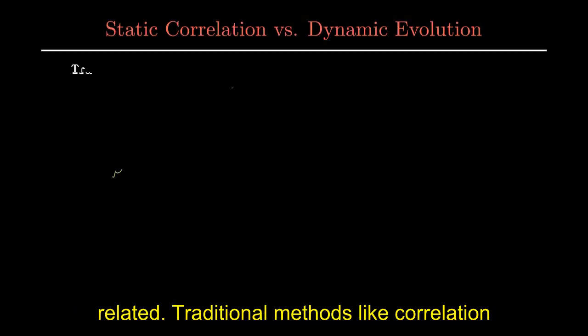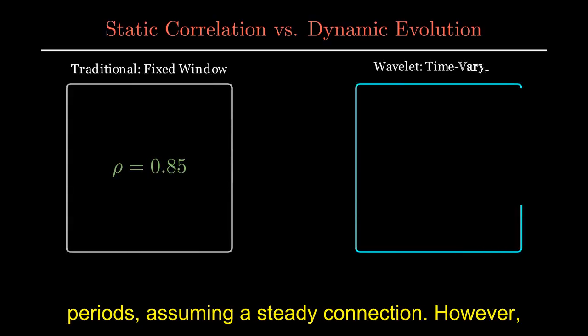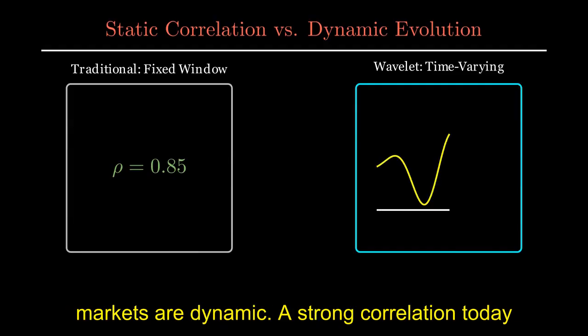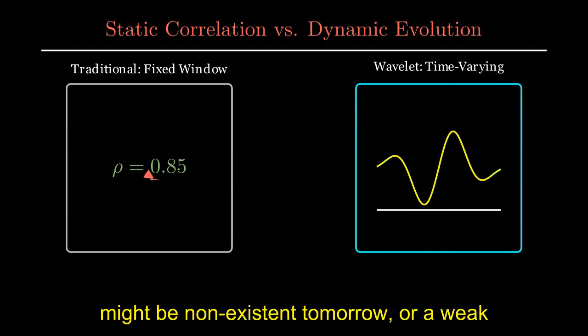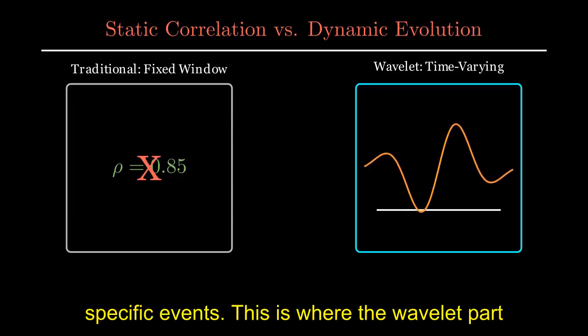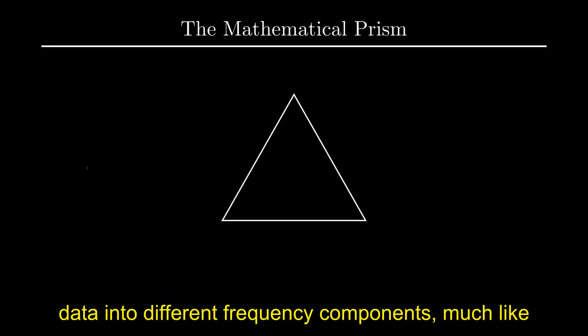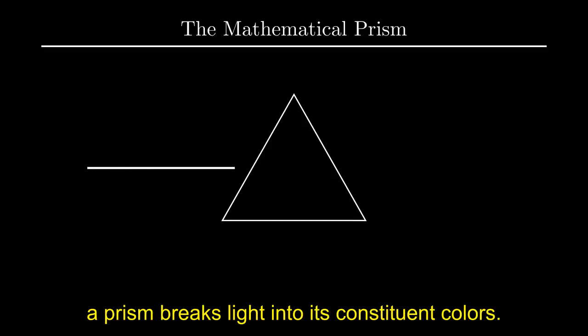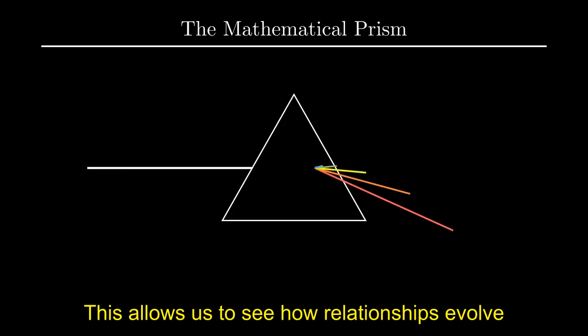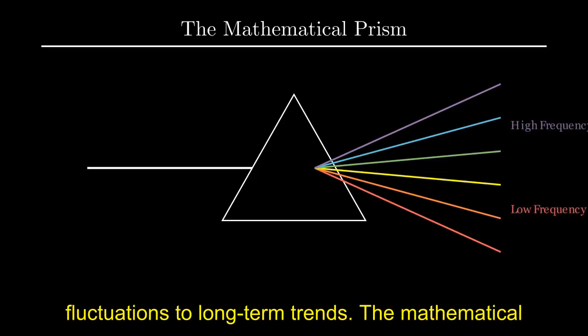Traditional methods like correlation analysis often look at relationships over long periods, assuming a steady connection. However, markets are dynamic. A strong correlation today might be non-existent tomorrow, or a weak correlation might suddenly become significant during specific events. This is where the wavelet part comes in. Unlike simple correlations that use a single, fixed window of time, wavelets break down data into different frequency components, much like a prism breaks light into its constituent colors. This allows us to see how relationships evolve across different time scales, from short-term fluctuations to long-term trends.